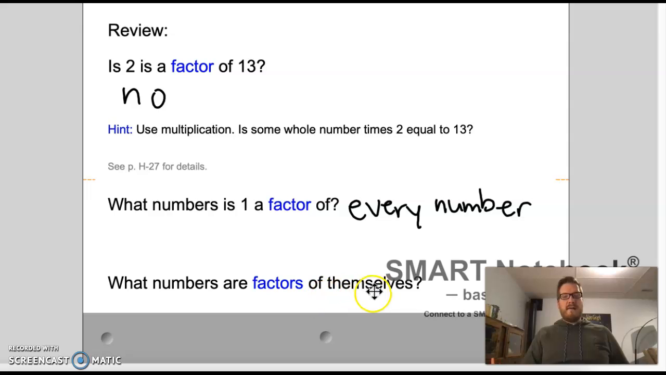What numbers are factors of themselves? Which is maybe a strange way to word it, but for example, if we write out the factors of, let's say, 6, we'd say 1, 2, 3, and then 6 is a factor of 6, because each number will fit into itself once, right? And if we think about factor pairs, 6 pairs up with 1. In other words, 6 fits into itself one time. So every number is a factor of itself, okay?